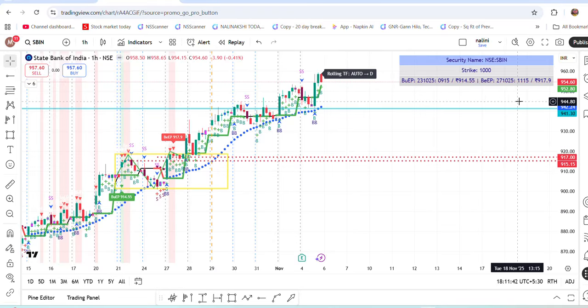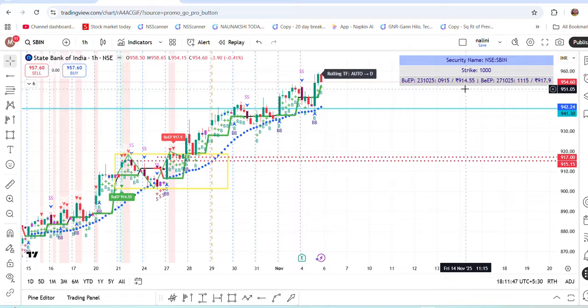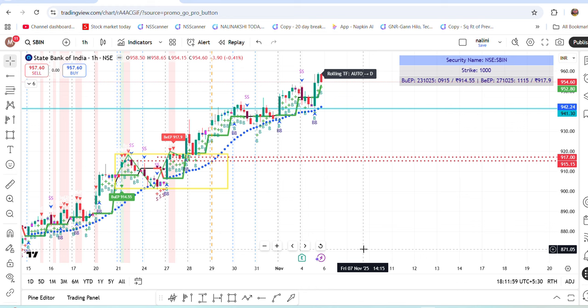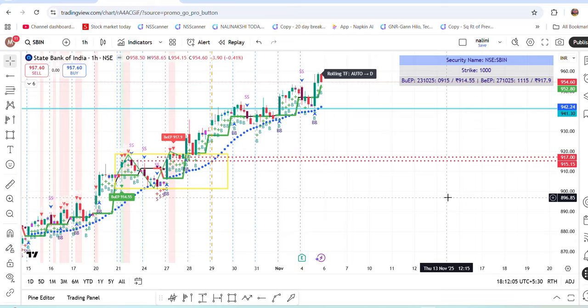See here. In this table, it is suggesting that on the 23rd, a bullish EP was generated at 940. After that, the 24th was a down day, and on the 27th you can see a bearish EP was generated. What can you understand about it? This will be a confusion. But all these things will be solved with the help of my rolling pivot.